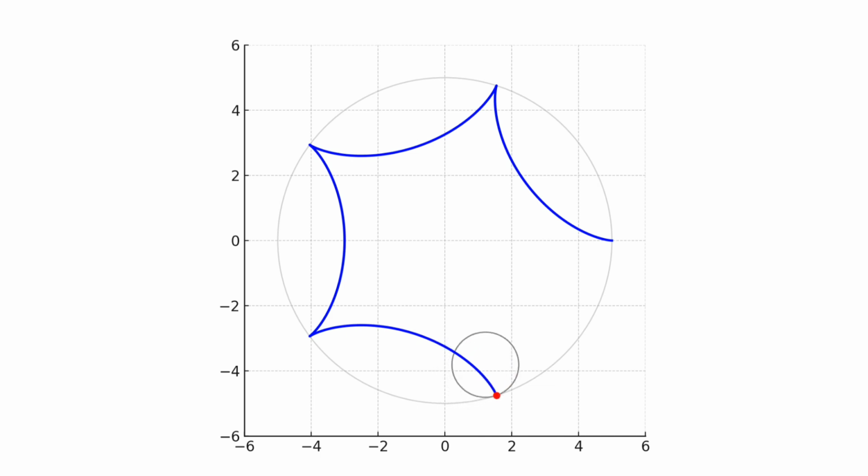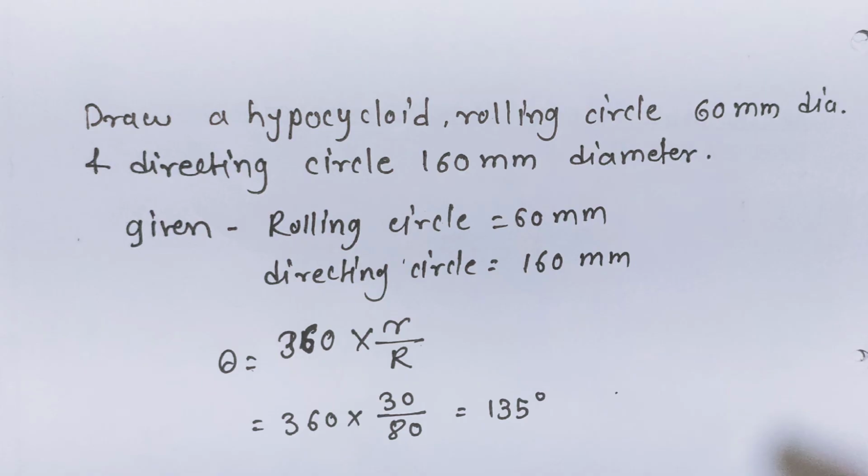The question may ask in the exam for a hypocycloid where the rolling circle diameter and the directing circle diameter are given. To calculate theta, there is one formula you have to remember: theta equals 360 times small r divided by capital R. Place the values of the rolling circle radius and directing circle radius, and the angle comes to 135 degrees. So use this angle in the construction.